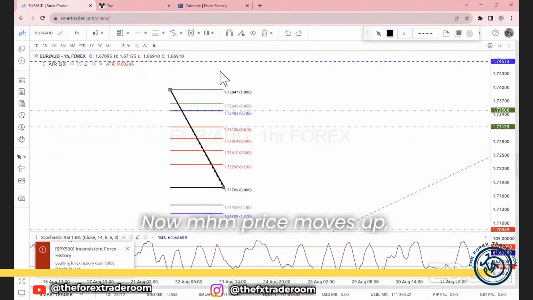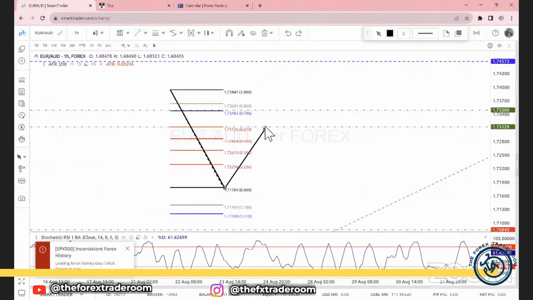Now, price moves up, takes me in. Put my stop above the A. Right. It's been with us. Why do we like the 61.8s or higher?